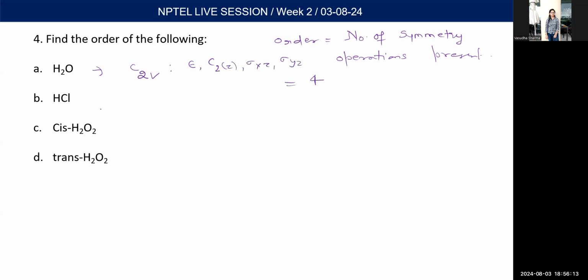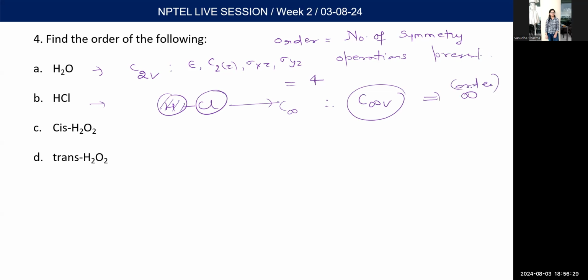Total number is 4. HCl belongs to a linear molecule, since they are different and they have a C infinity. So therefore, this is C infinity V. The order is infinite because there are infinite elements. When we have H2O2, the cis molecule, it has a C2 and it is similar to that of the water molecule. So it is also C2V with an order of 4.